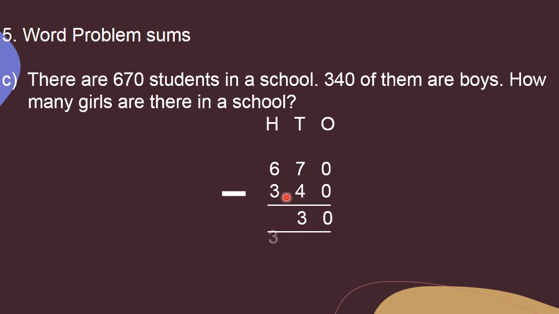6 minus 3, that is also equal to 3. So how many girls are there in a school? That is 330 girls. You have to write this, the word that is given after how many in the question in word problem sums. आपने हमेशा इस चीज को ध्यान रखना है बेटा कि जो how many के बाद word दिया होता है you have to write it in the answer.